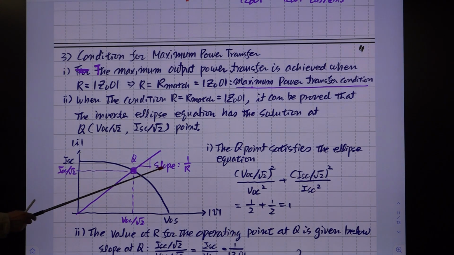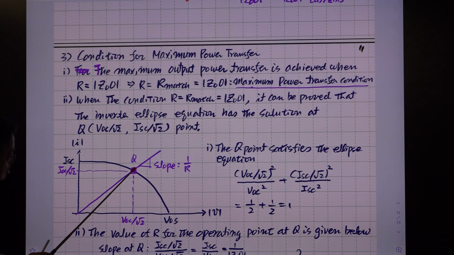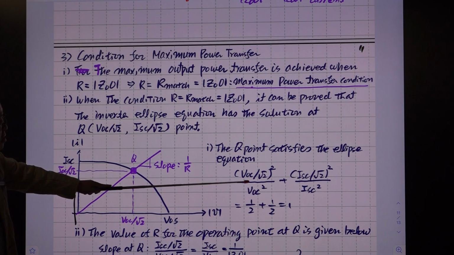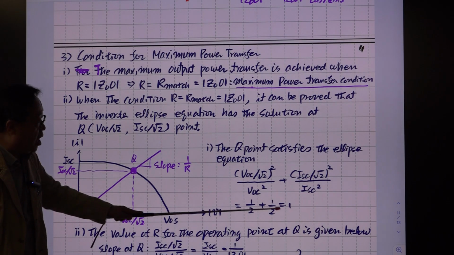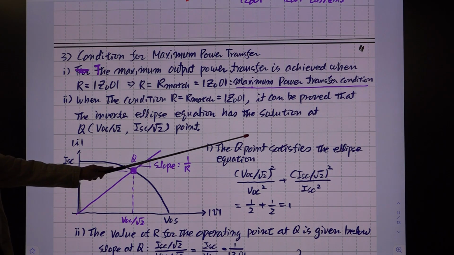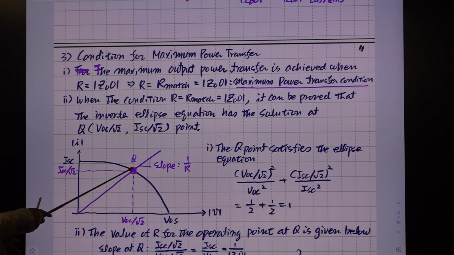If you select R for the maximum power transfer, then the operating point is here, and this is its coordinate. We will prove this. First, this point satisfies the ellipse equation. If we put this in, it simplifies to 1 over 2 plus 1 over 2, and the two of them make 1. So it satisfies the ellipse equation, and this point is on the ellipse.